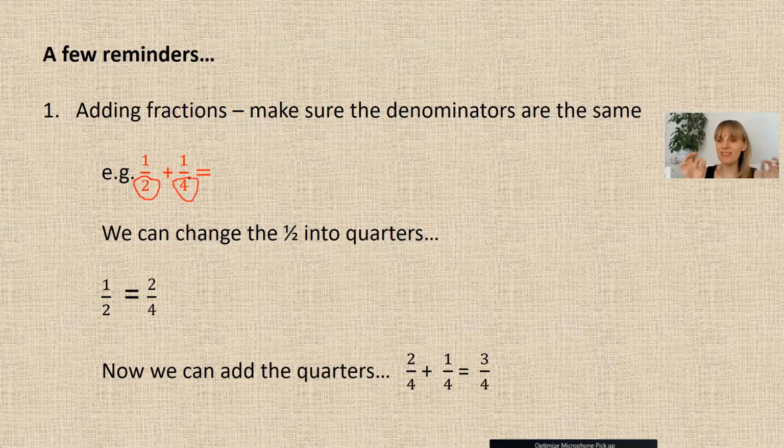I was thinking denominator, D, down. The denominator, the one at the bottom. They have to be the same to add them. We can't add a 1/2 and a quarter. So what we can do is we can change the 1/2 into quarters. Now, talking of equivalent fractions, fractions that are the same as each other.